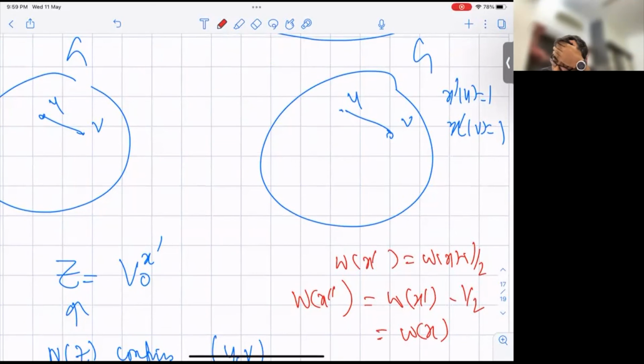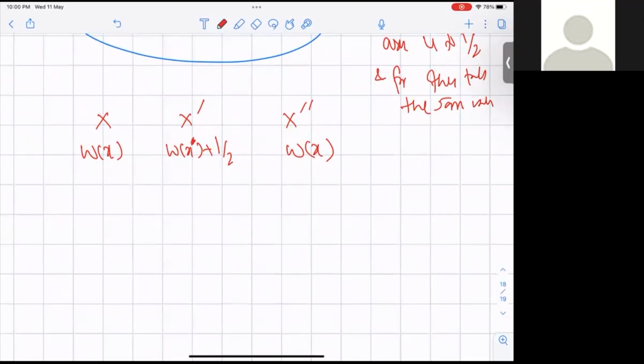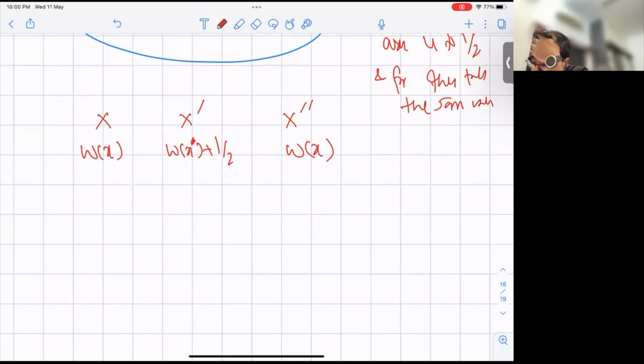Is that okay with all of you? Or completely confused? Sonak, are you confused? How many of you have followed and how many of you have not followed? Is there anyone who has not followed?